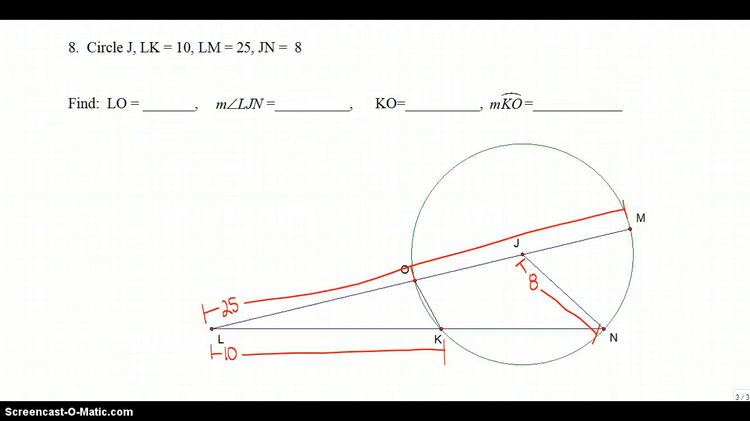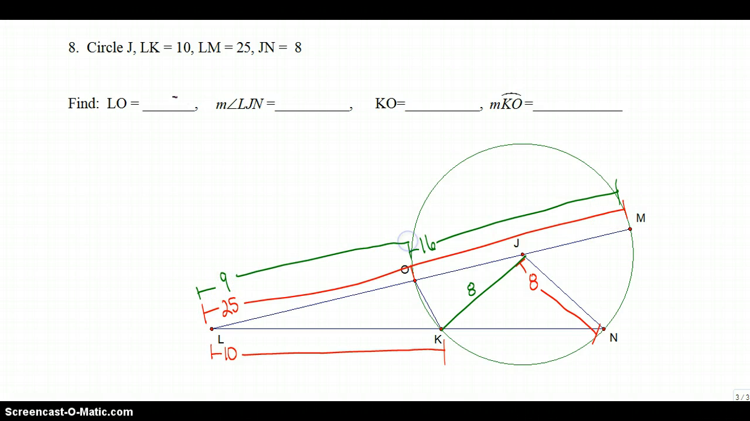This is problem number 8. JN is equal to 8. That's the radius of the circle. So that means that JK would also be equal to 8, JO equals 8, and JM equals 8. In other words, this entire diameter has got to be equal to 16. If that length is 16 and LM is 25, that means that LO is equal to 9 units.